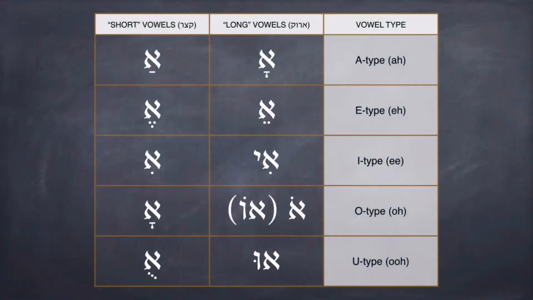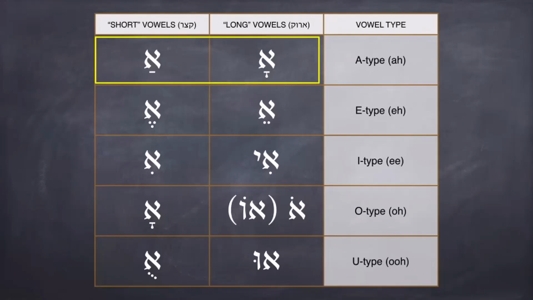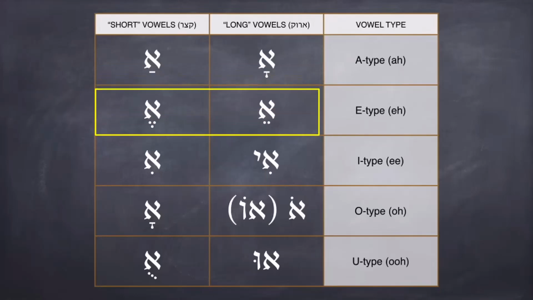Let's proceed. So let's look at the vowels again in one chart. You have the short vowels and you have the long vowels. And you have their classes. You have the A class vowels, you have the E class vowels, you have the O class vowels, and you have the U class vowels. On the A class vowels, you have the kametz and you have the patach. You have the long A and you have the short A. On the E class vowels, you have the tsere and you have the segor. The tsere is long, you have that long A sound. And the segor is short, you have that A sound.